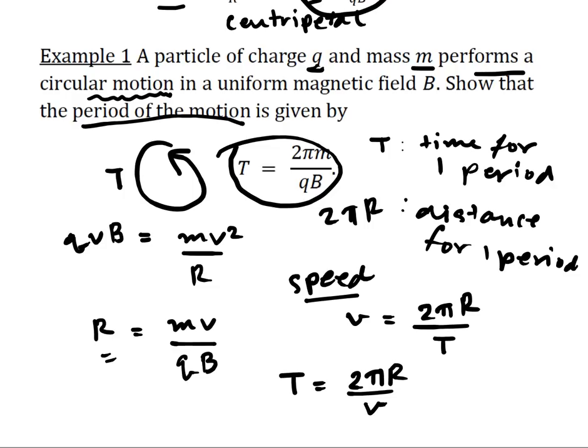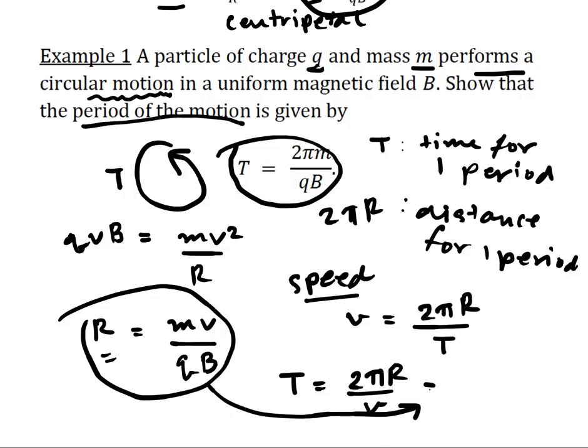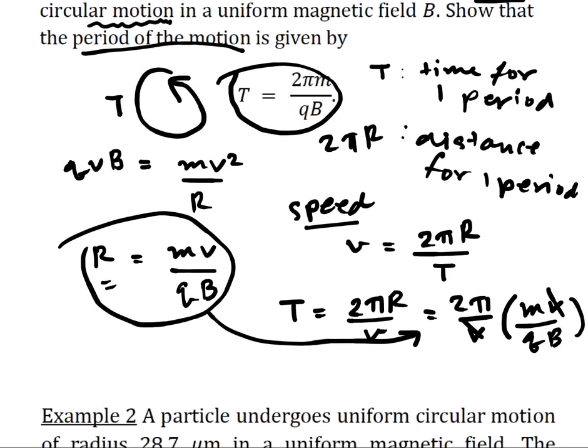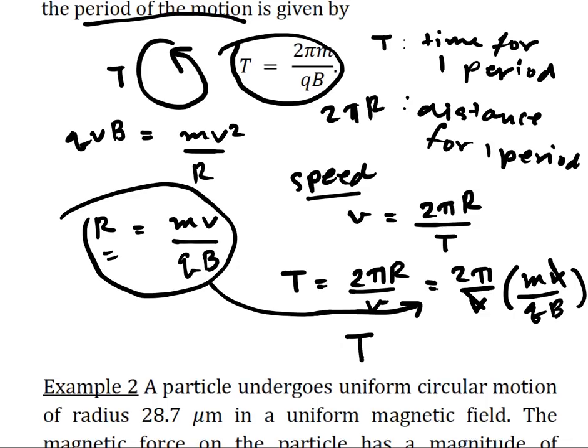And then with the circular motion, you can use the fact that you get from the circular motion to finally derive the period. So 2 pi over v times mv over qB. You cancel the v, and finally you should get the period T as 2 pi m over qB. So that is it for this.